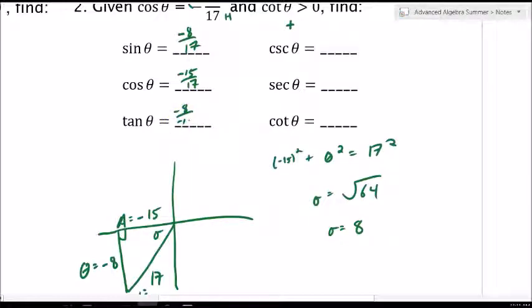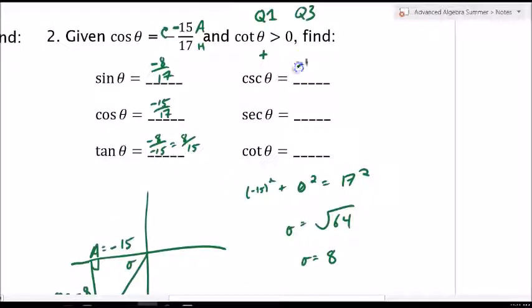Real quick, let's simplify this one. So we know that these are both negative, so it's going to be positive. 8 over 15. And then flipping on this end. And we know we get a positive as well, so 15.